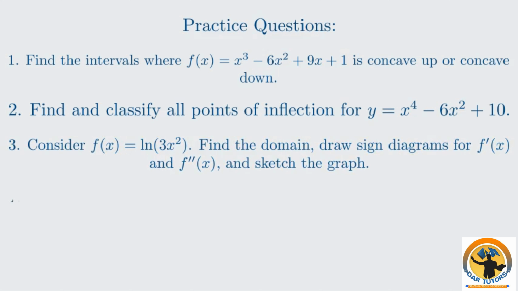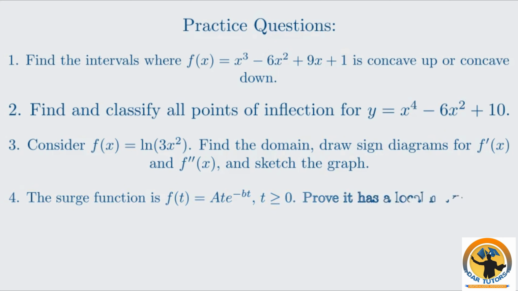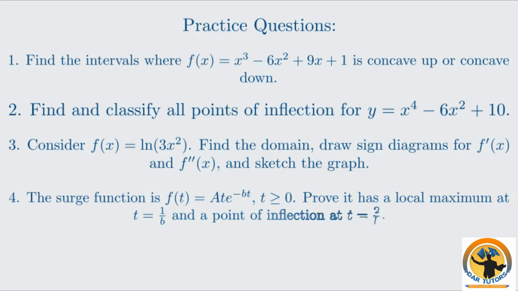Question 4. The surge function is given by f of t equals a t e to the power of negative bt, where a and b are positive constants. Prove that the function has a local maximum at t equals 1 over b and a point of inflection at t equals 2 over b.